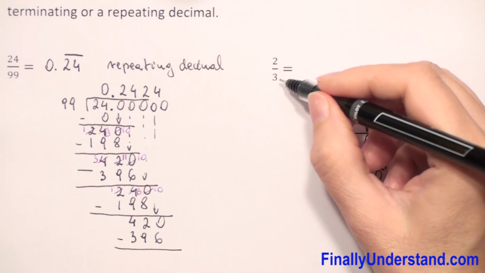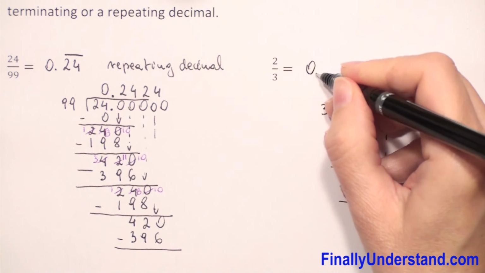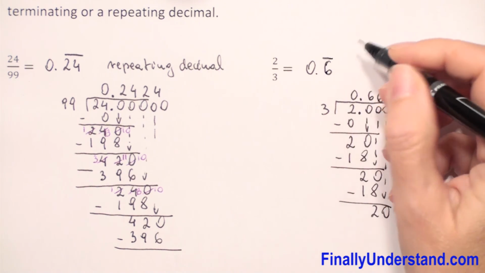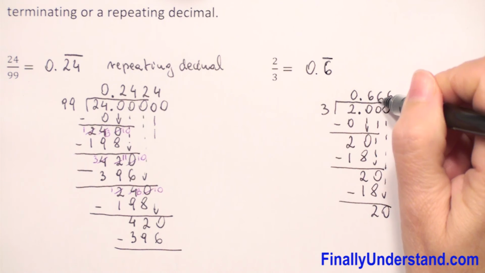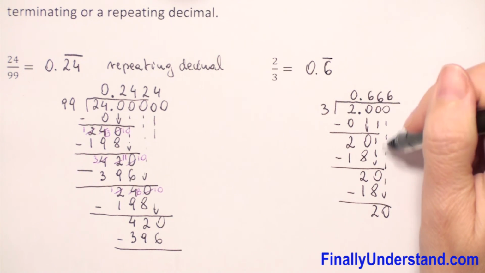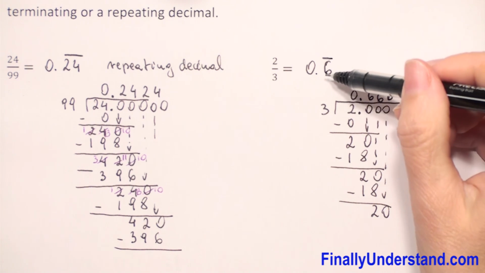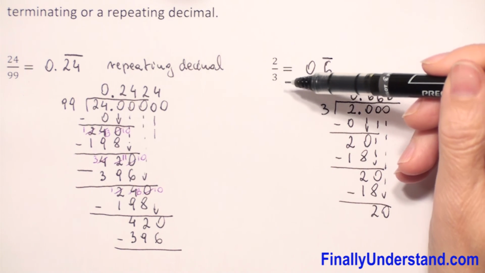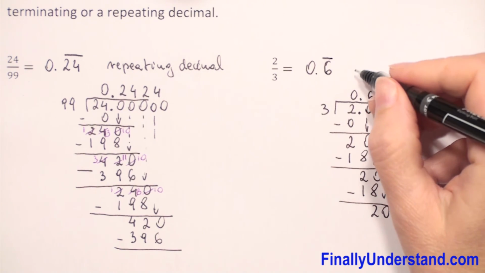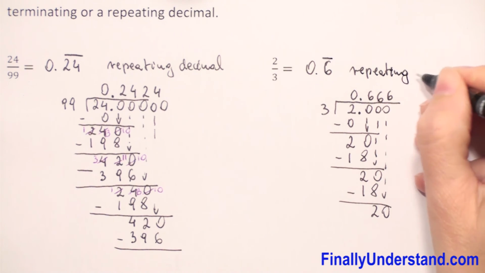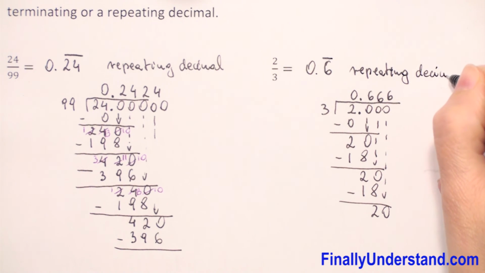Our number 2 over 3, we can rewrite as 0.6 with the bar above. It means that this 6 repeats. We cannot finish long division and 6 repeats. So we can write that our rational number is a repeating decimal. This is my solution.